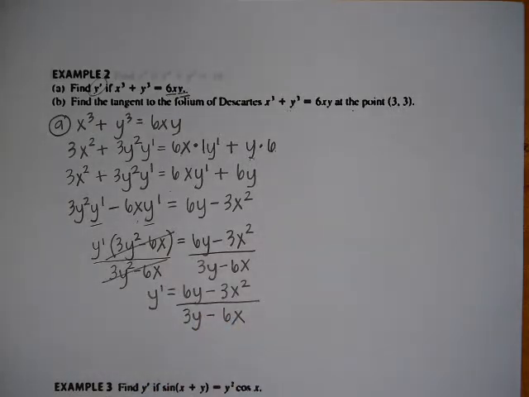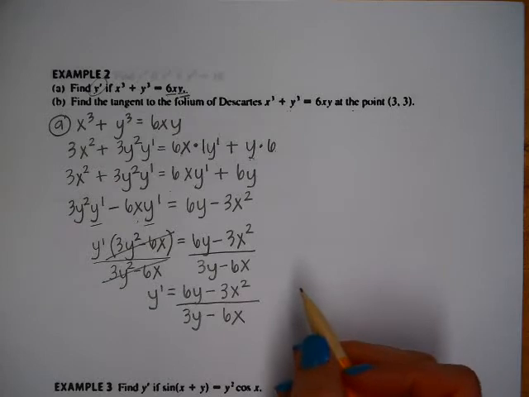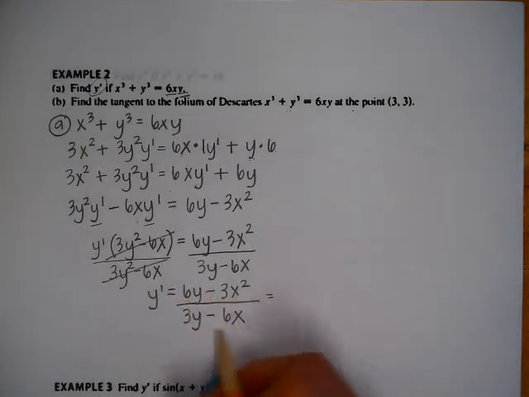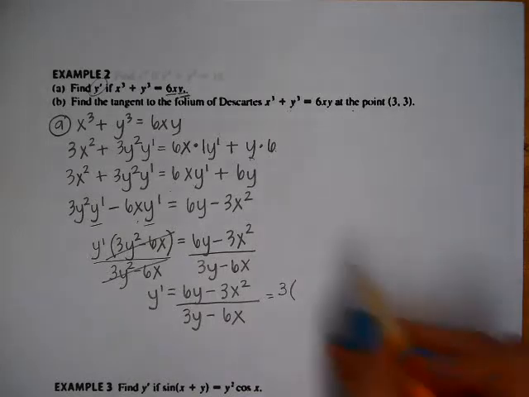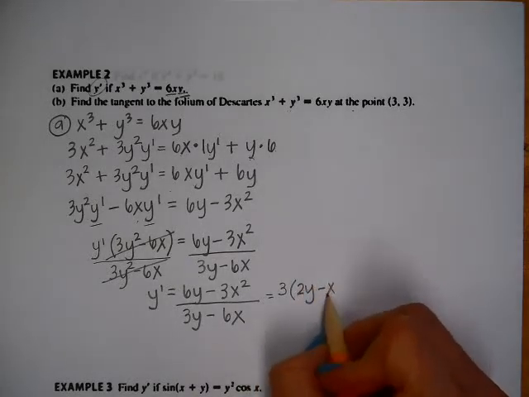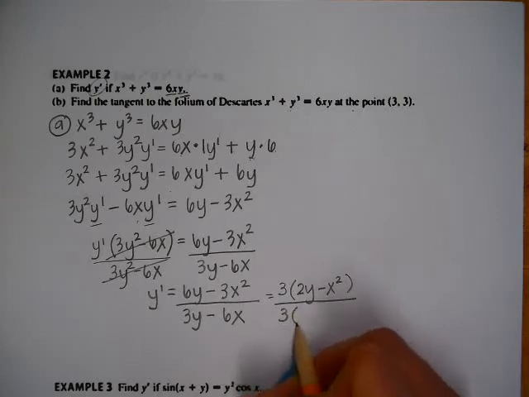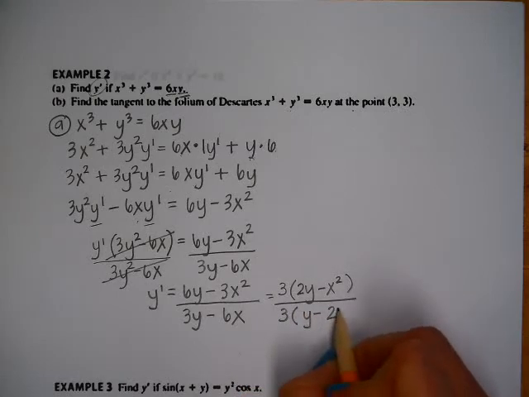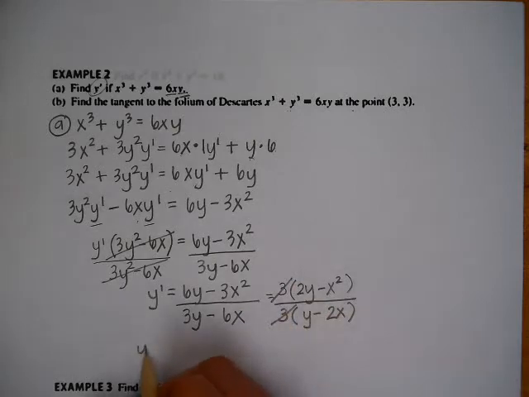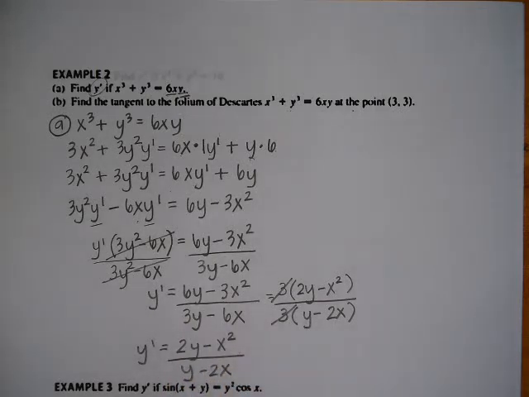Now, I would simplify as much as you possibly can because that'll help you in your next step. And so you'll notice that we can factor out a 3 out of the top and the bottom. And so when you do that, that gives you 2y minus x squared over y squared minus 2x. Then those 3's cancel. So then your final answer for part A is 2y minus x squared all over y squared minus 2x. So now this is your derivative. This is your y prime.